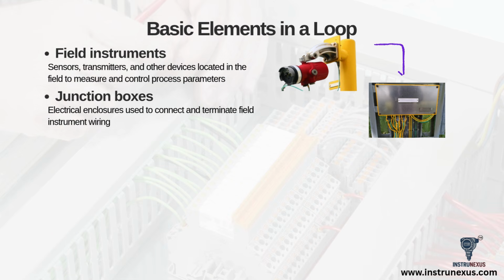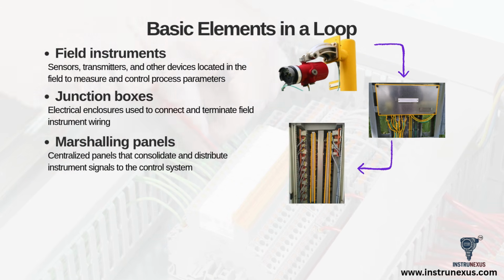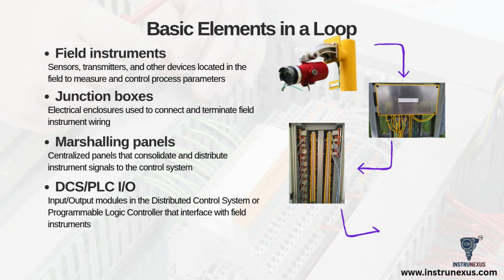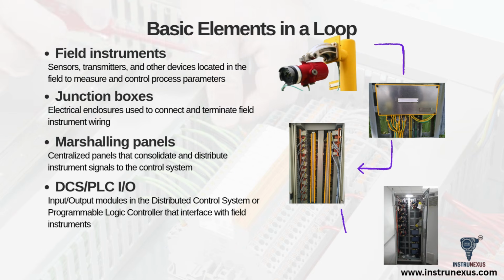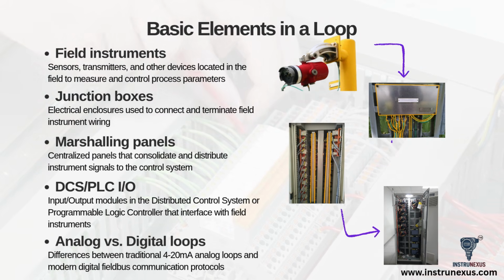From these junction boxes, multi-core cables run back to a central location, often to marshalling panels. These are centralized panels that consolidate signals from many loops before distributing them to the control system. Finally, the signals land on the DCS or PLC I/O, the input-output modules in the distributed control system or programmable logic controller. These are the brains of the operation that interface with the field instruments. Of course, these loops can be traditional 4 to 20 milliamp analog loops or modern digital loops using fieldbus protocols.